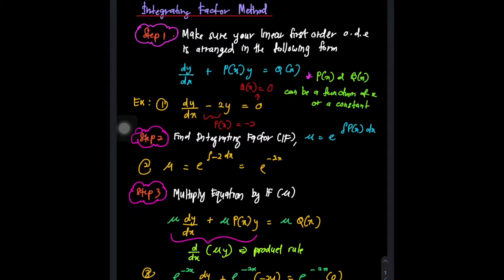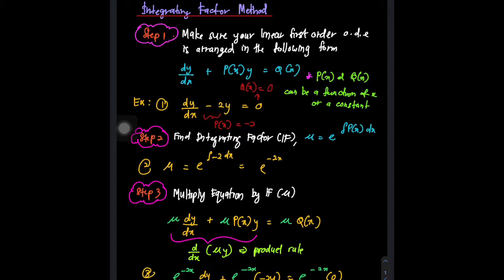And then our q(x) is everything that you have on the right hand side. So in this case, our q(x) is equal to 0. So please take note that our p(x) and q(x) can be a function of x or a constant. So for example, our q(x) in this example is a constant, and our p(x) in this example is just a constant as well, which is negative 2.